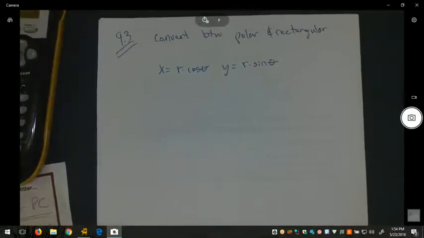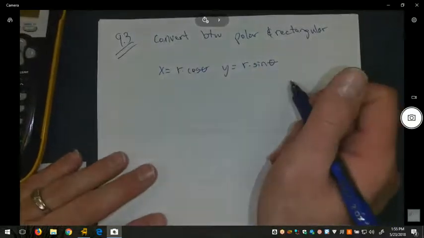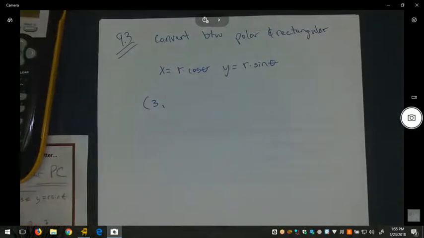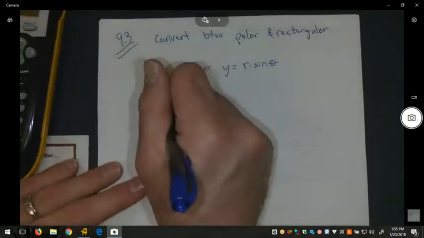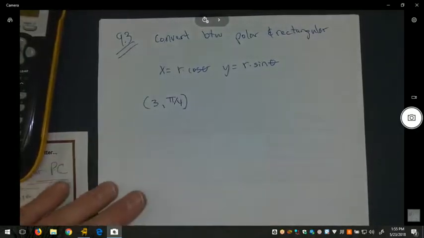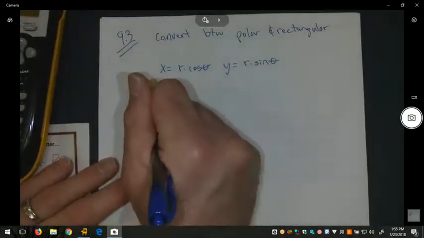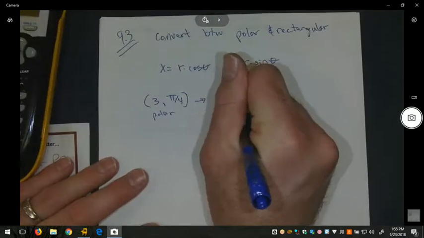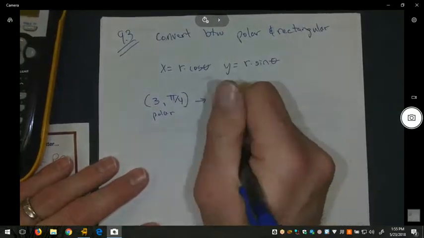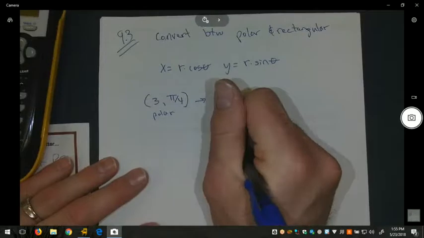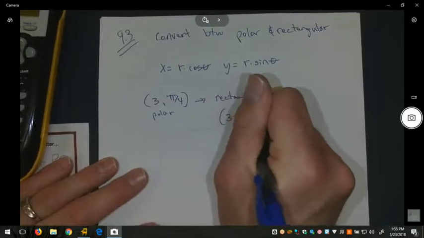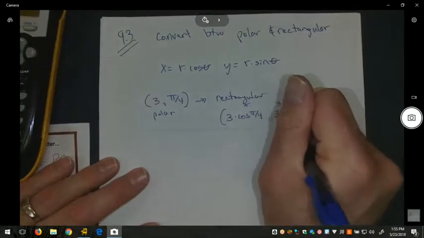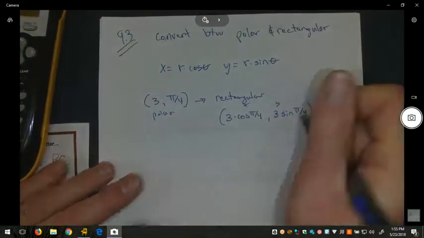So in this case, if we had a polar coordinate, let's say we had a radius of 3, and we were looking at the angle being pi over 4, to convert this polar coordinate to rectangular, we would get our x-coordinate by doing 3 times cosine of pi over 4, and our y-coordinate by doing 3 times sine of pi over 4.